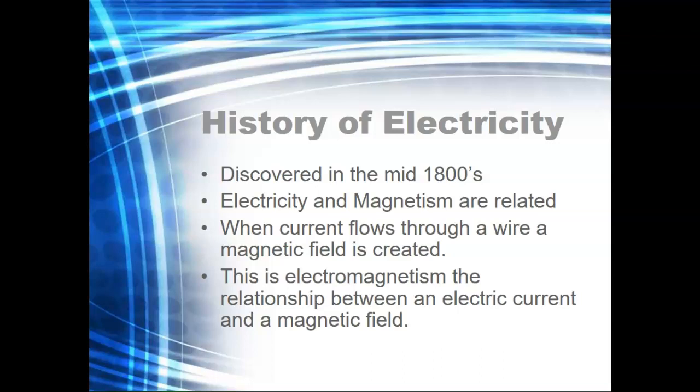So 99% of the electricity we use on a day-to-day basis is done with electromagnetism, or magnetism in general. We'll talk more about that later. When you move current, which we'll talk about what that is here in a minute, through a wire, a magnetic field is created. And this is what we use to power our lives. Any questions so far?